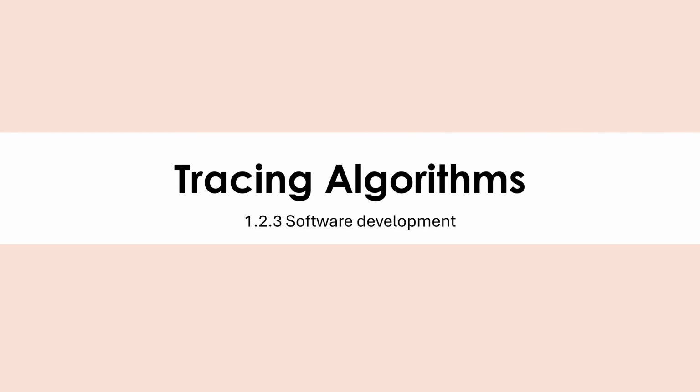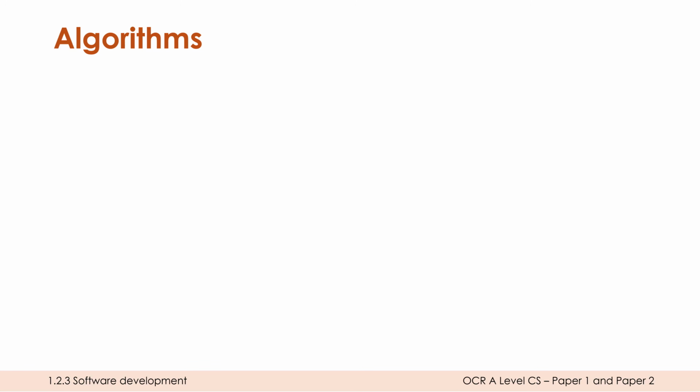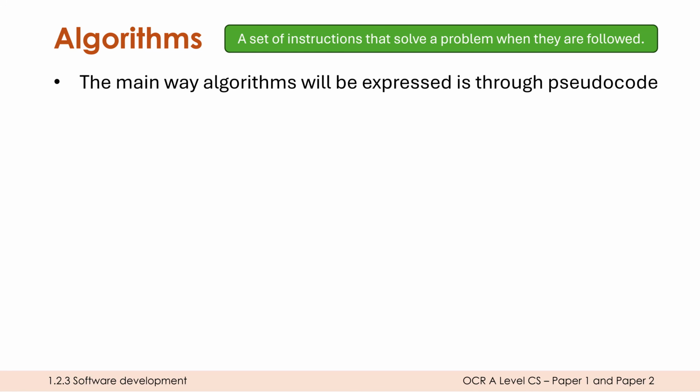Hi, I'm going to take you through how we can trace algorithms in this video. This comes up in both paper 1 and paper 2. An algorithm itself is just a set of instructions that can solve a problem when they are followed. We have them everywhere in computer science, and the main way the exam board will express these algorithms is via pseudocode. So they won't ever show you Python code or Java code, they show you pseudocode.